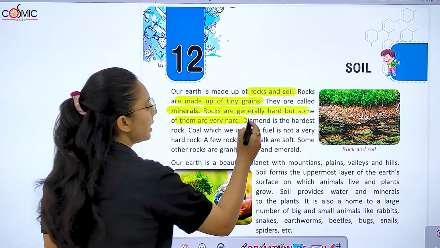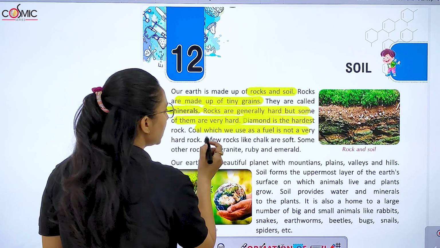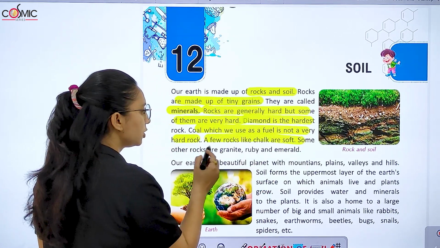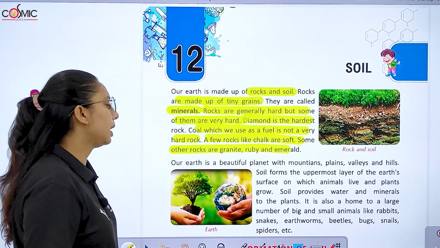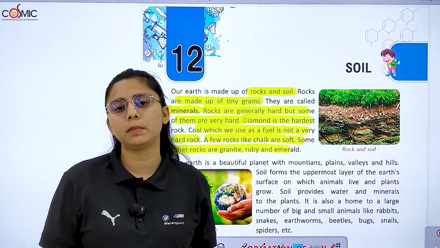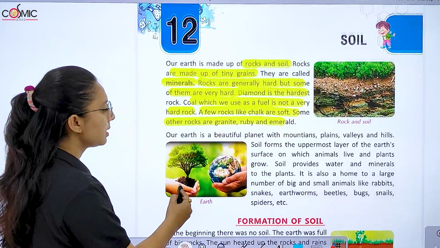So diamond, it is the hardest rock, and coal which we use as a fuel is not very hard. A few rocks like chalk are soft, and we have some other rocks like granite, ruby and emerald. Right, then our earth is a beautiful planet.